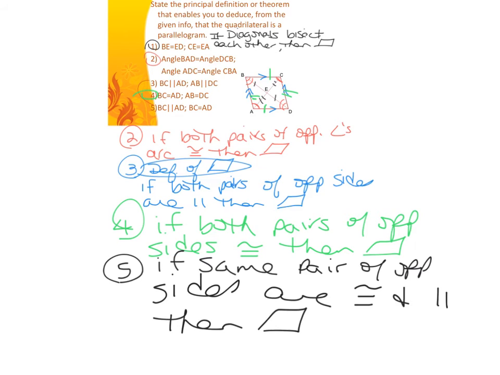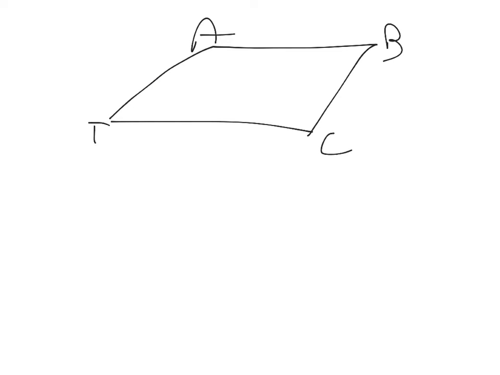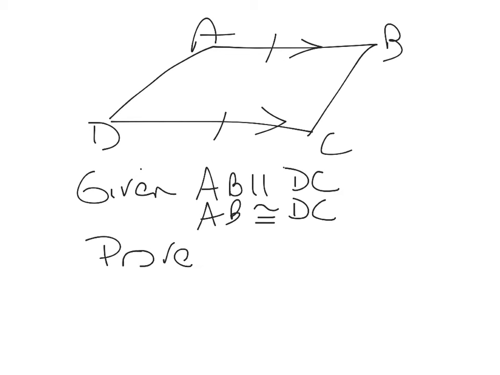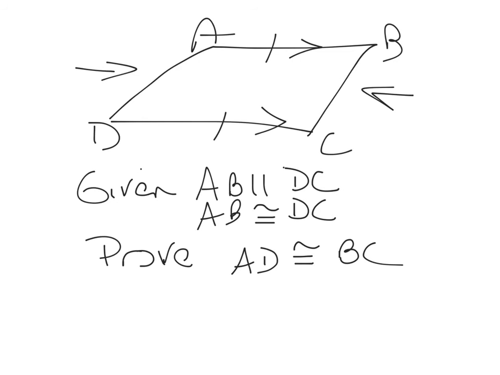Okay, I'm going to add one slide to it, and we're going to do a proof. Here is my given parallelogram, A, B, C, D, and I'm going to be giving you that this is congruent and this side's parallel. So my given will be that AB is parallel to DC, and that AB is also congruent to DC. I want you to be able to prove to me that AD is congruent to BC. So we're trying to prove that this side and this side are congruent.